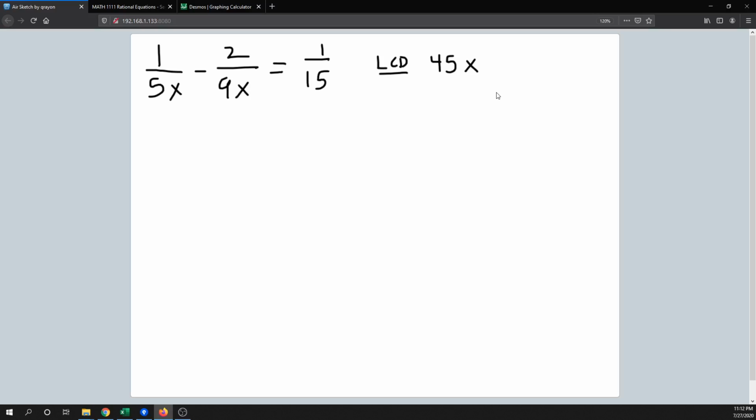In the next step, we are going to multiply both sides of the equation by 45x.